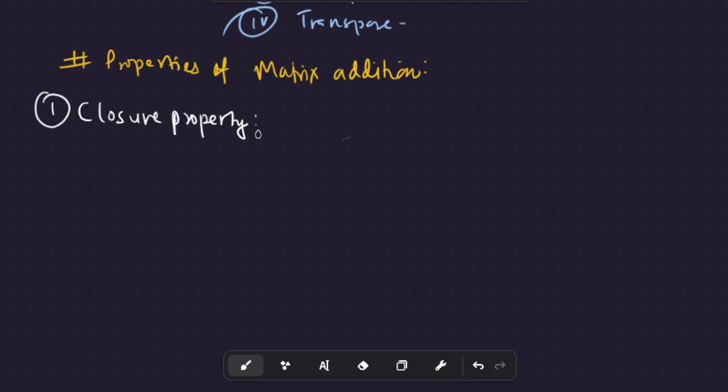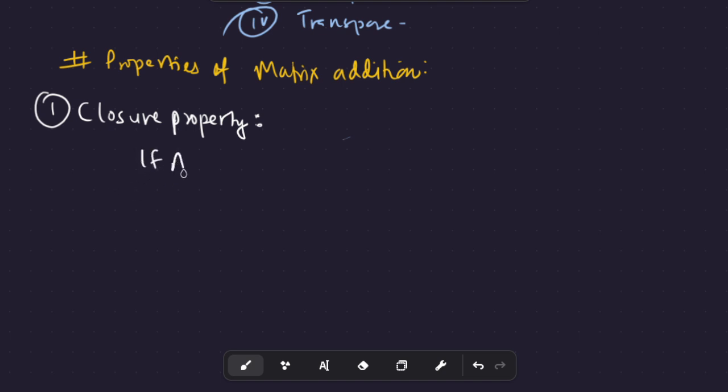Now, the closure property states that, like the condition for matrix multiplication, sorry, matrix addition also: in order to be compatible for addition, the two matrices must have the same order. After the addition, the result will also be of the same order, and it is called the closure property.